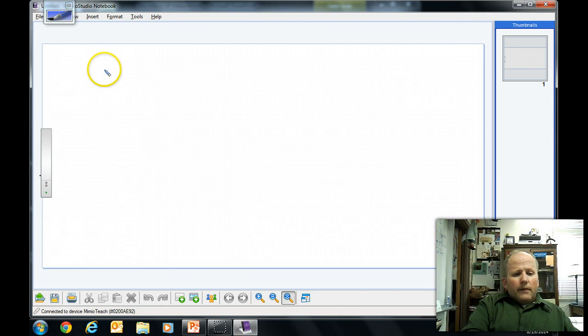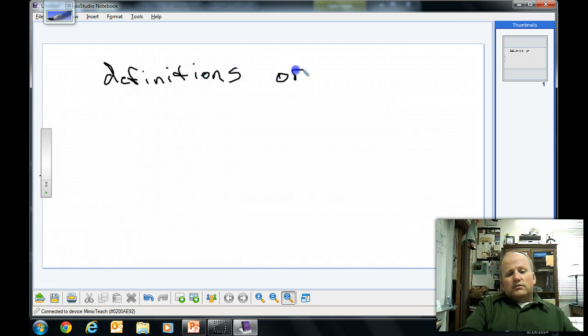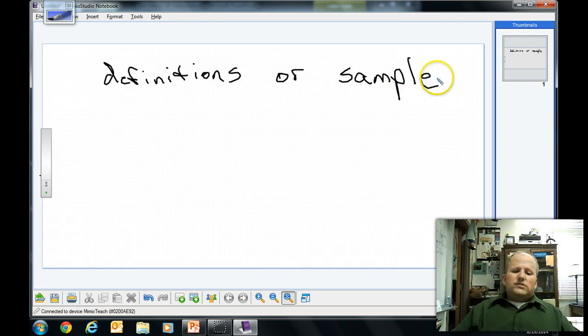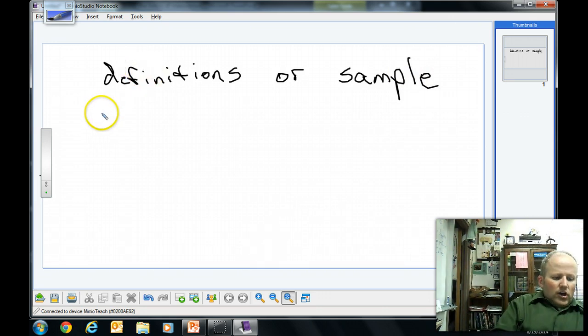These are based on common definitions or samples. The SI system is based on definitions or samples. For example, I looked this up just for our notes. A second is no longer a fraction of a year, which is a fraction of days and all of these other things.